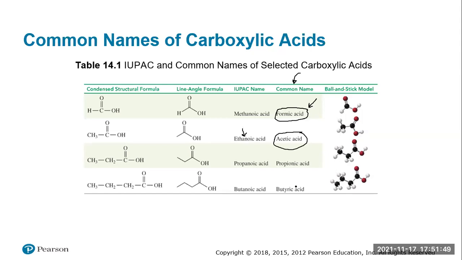Here's a couple other ones. But, for us, definitely these two names here, formic acid, which is basically your methanoic acid, and acetic acid, which is basically your ethanoic acid, are definitely ones that you should kind of know those two names and that they're really the same thing and sort of used interchangeably.